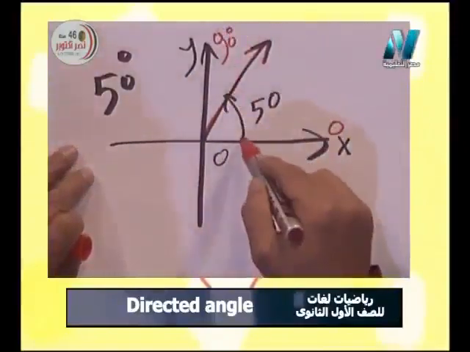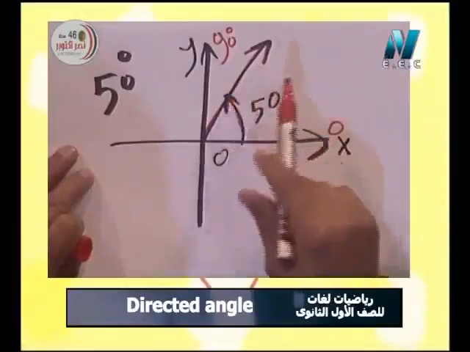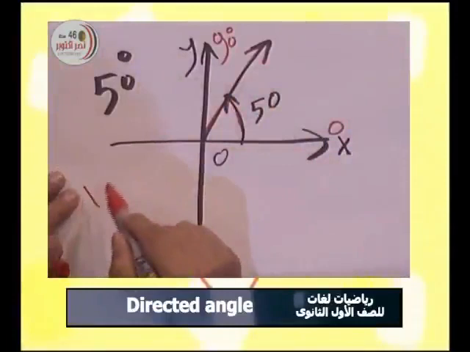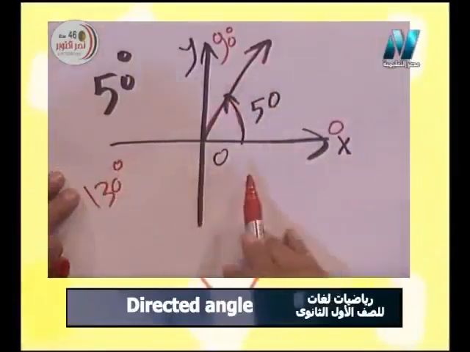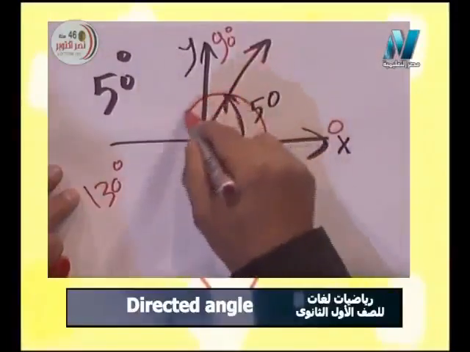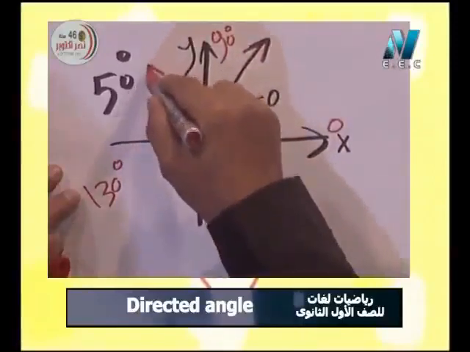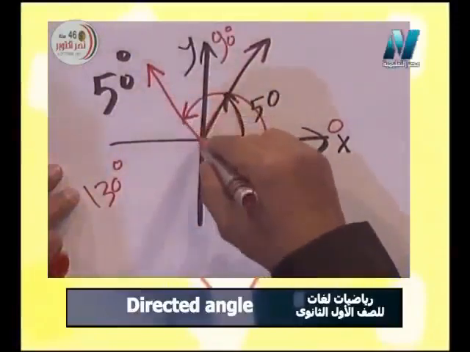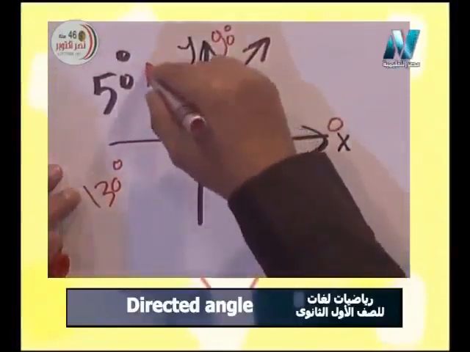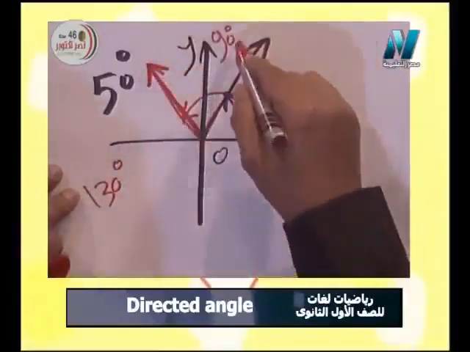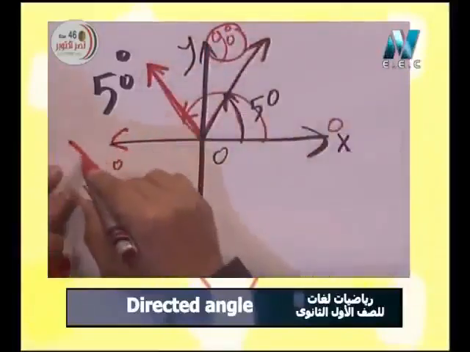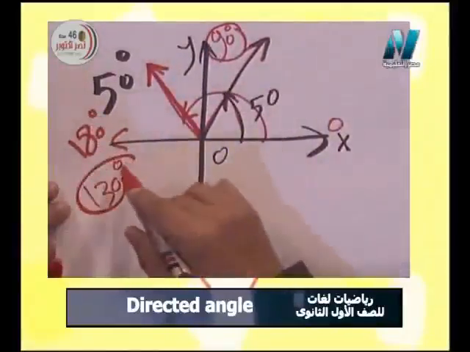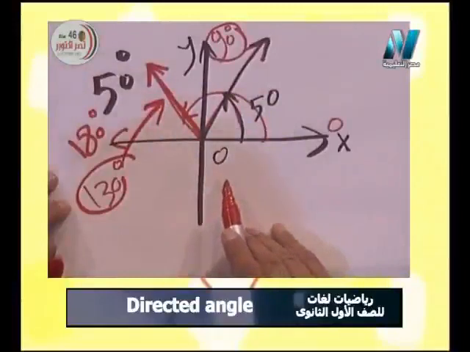So 50 lies in the first quadrant, but 130 degrees will lie in the second quadrant. Why? Because the terminal side of this angle lies in the second quadrant, which is included between 90 degrees and 180 degrees. So 130 here lies in the second quadrant.